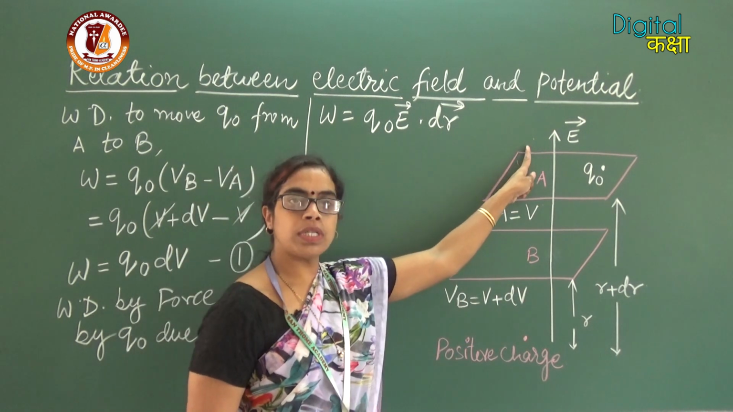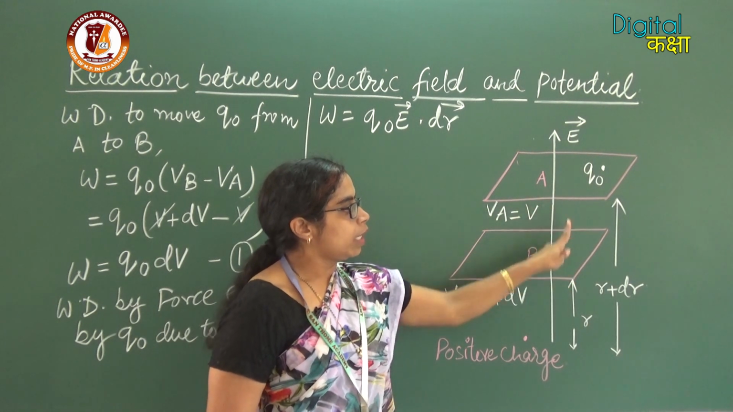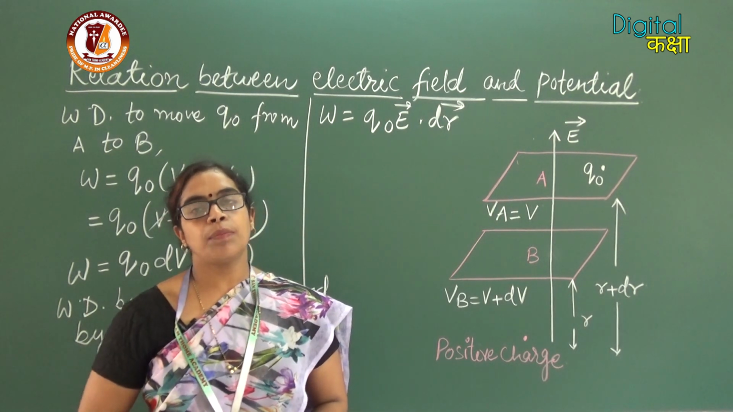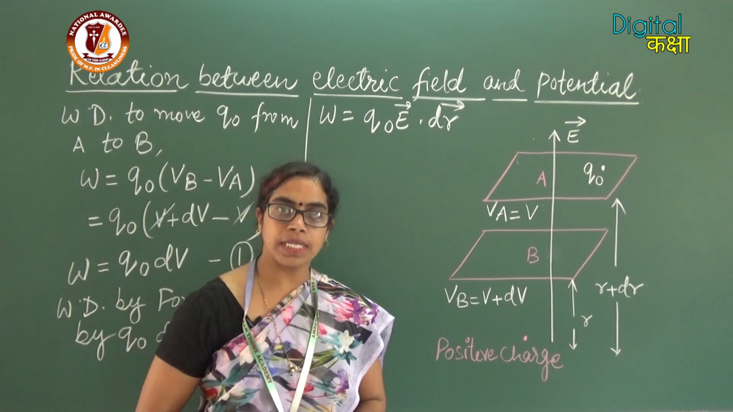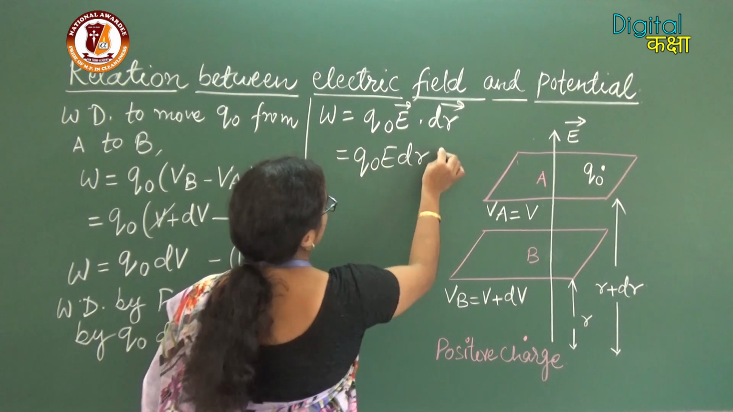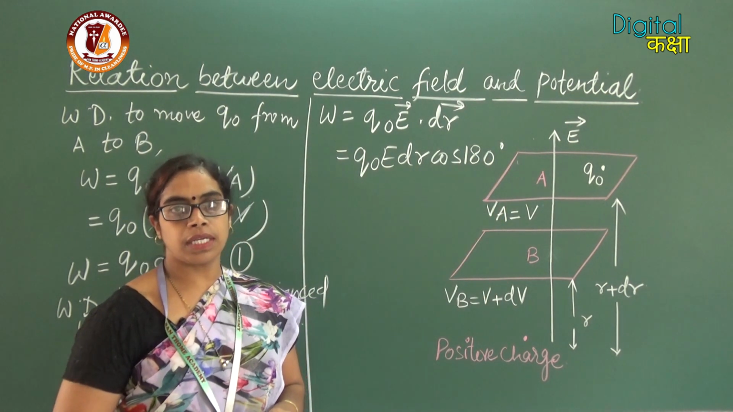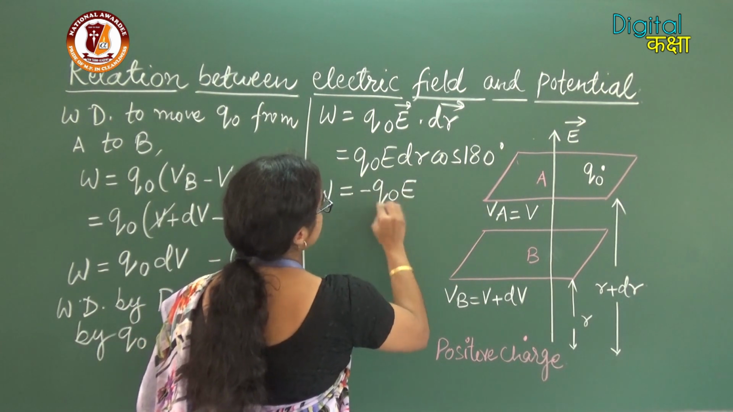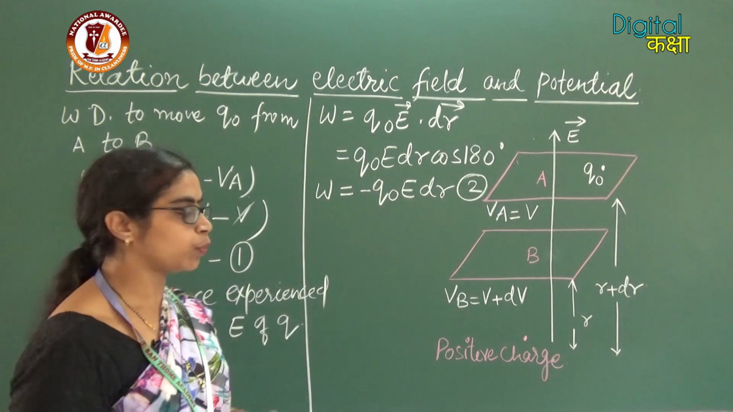Since the electric field is shown in the diagram in the upward direction and the displacement is in the downward direction, between these two vector quantities, because of their opposite directions, the value of theta will be equal to 180 degrees. So after removal of the dot, I can write cos 180 degrees. The value of cos 180 degrees is equal to minus 1. So in the next step we will get the value to be minus Q naught E dr, and let us take it to be equation number 2.